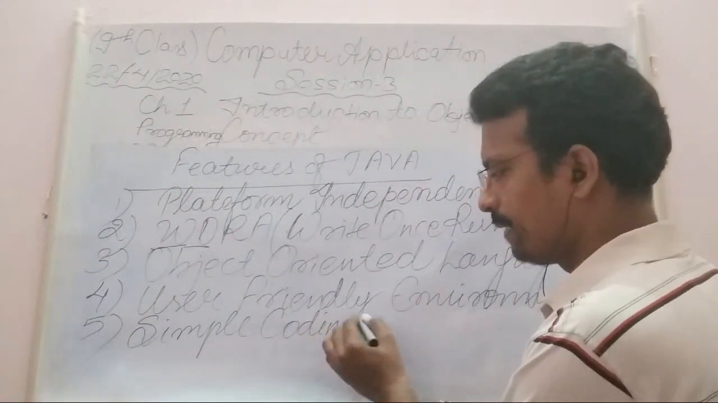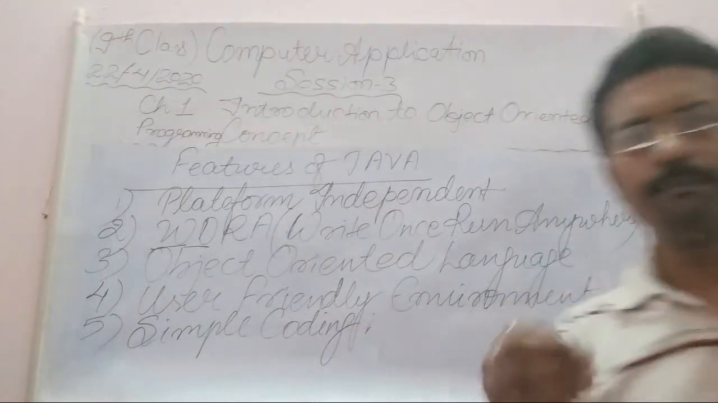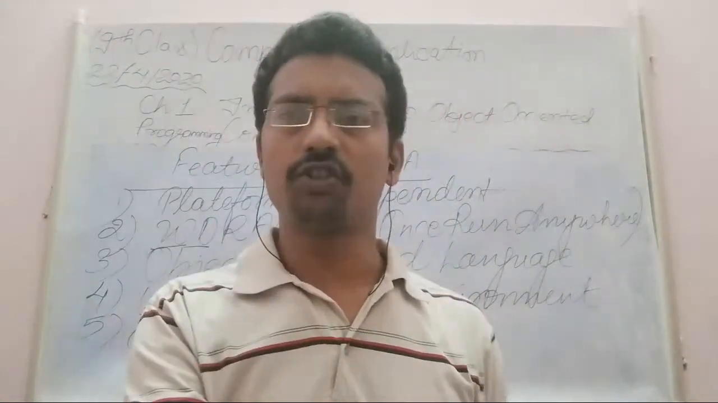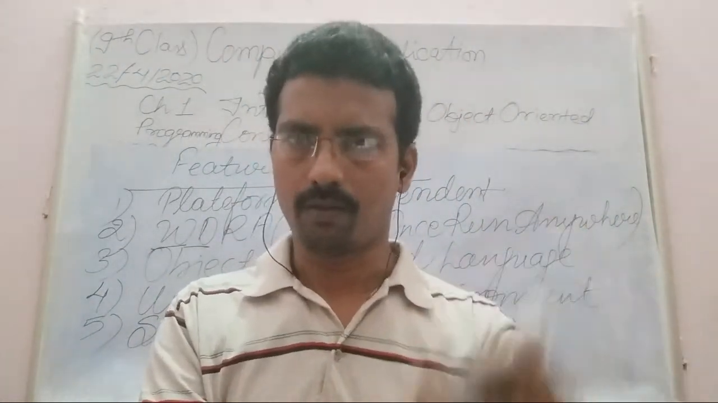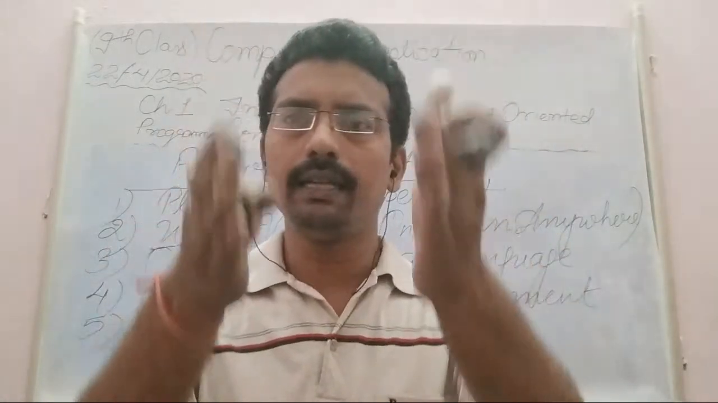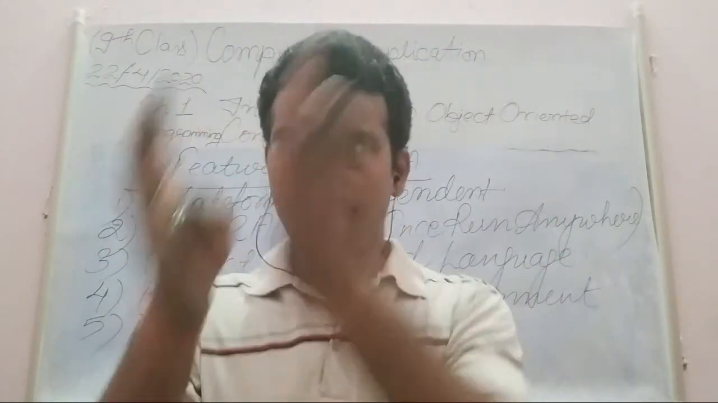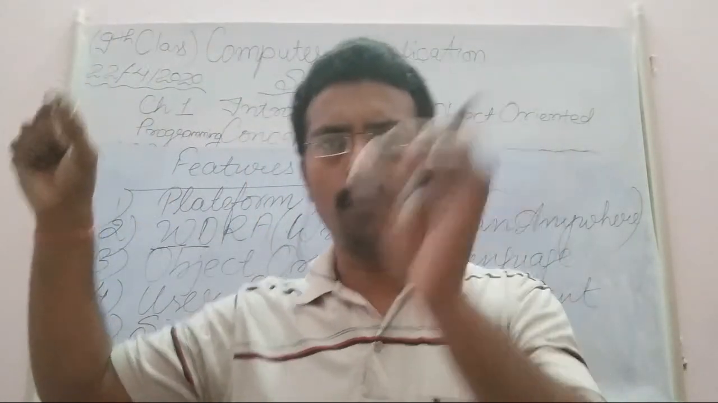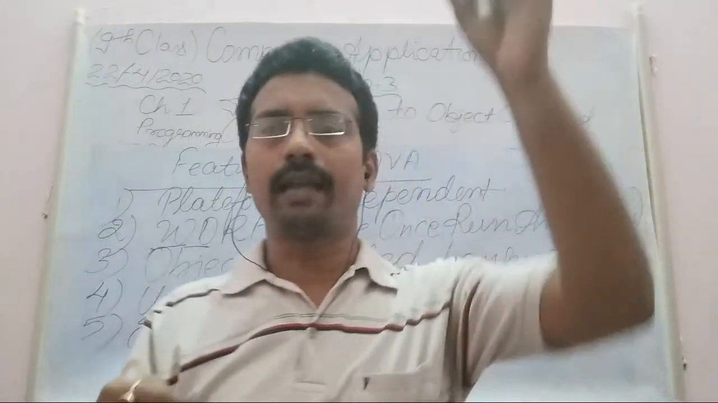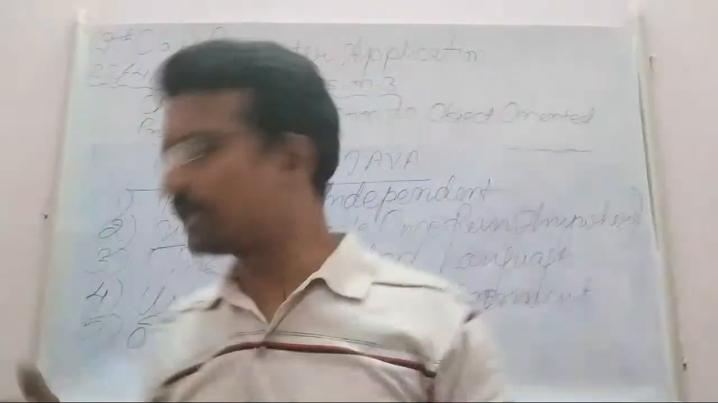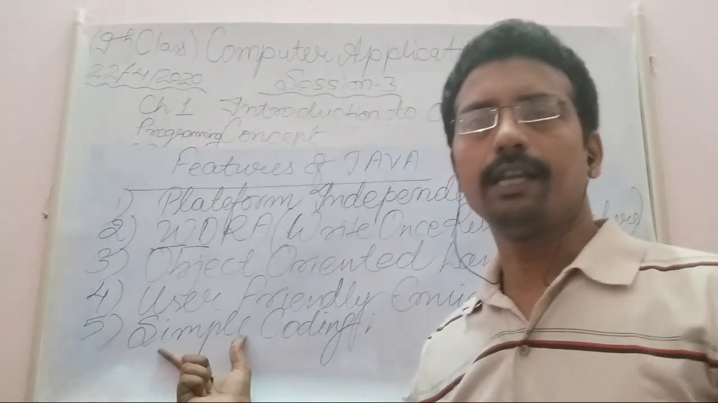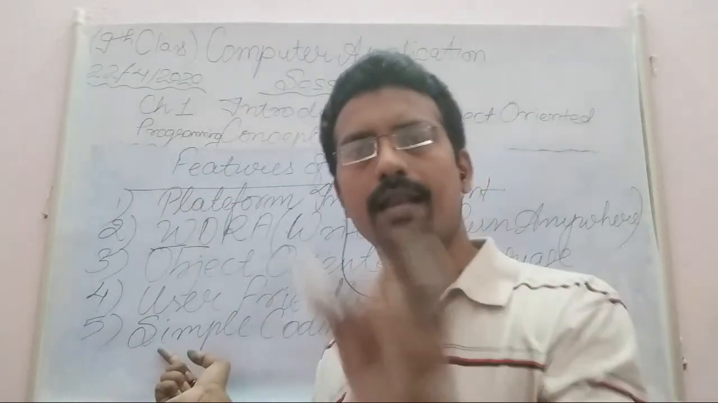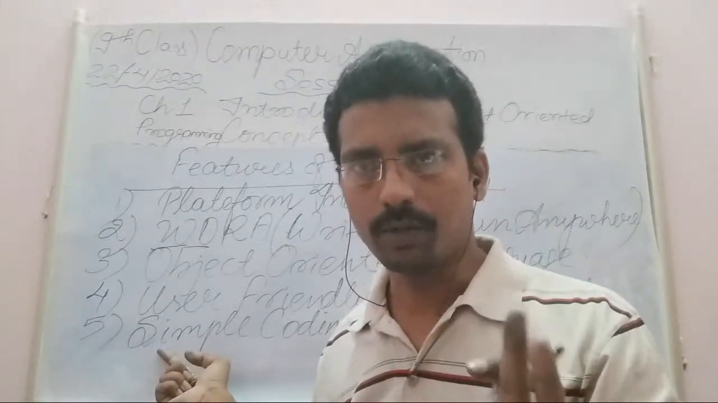Next, the coding is very simple. Java includes very simple coding. Simple coding means coding which you can understand in one or two goes. If you have joined a class and the teacher tells you the program, with one or two practices you can easily write your own program. This is the simplicity of Java coding. The codes are very simple. With few practices, you can write programs. Is it okay?